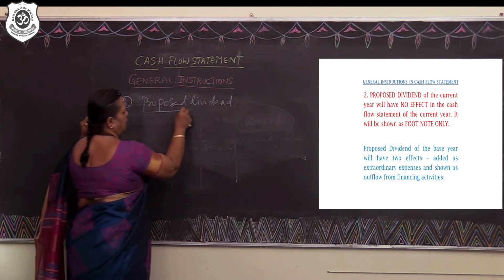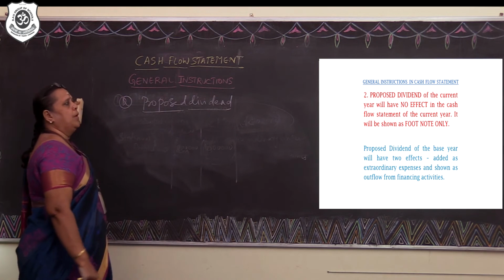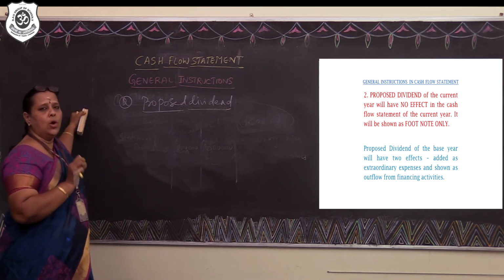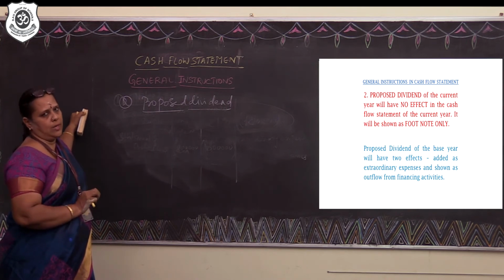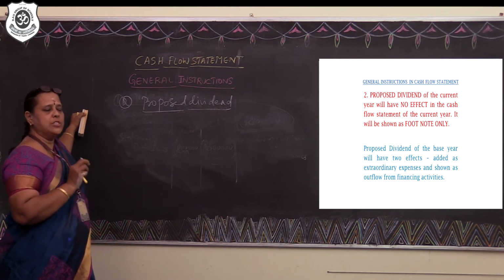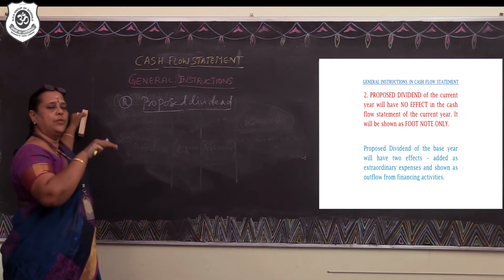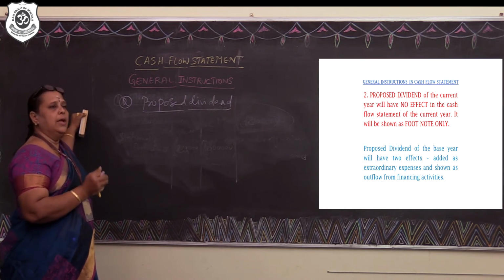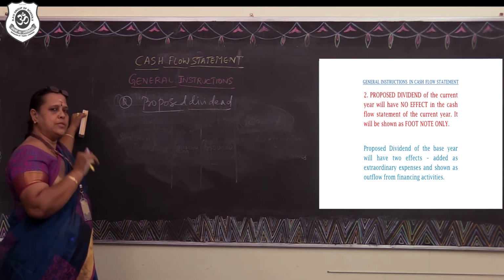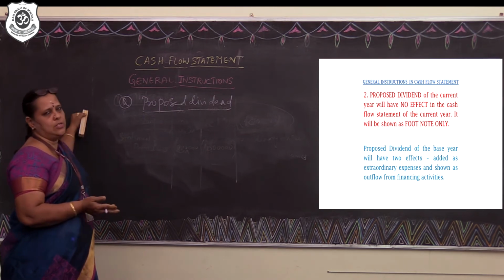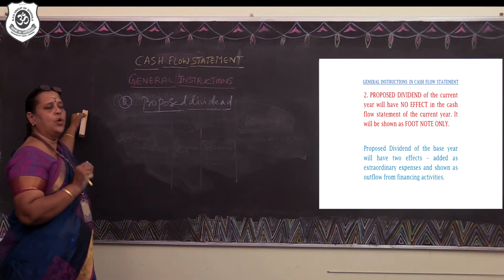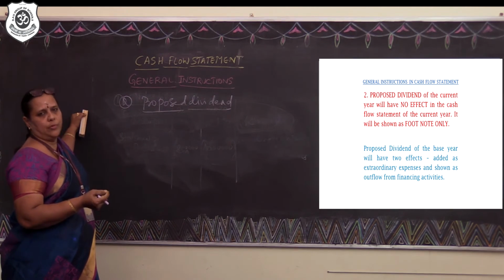Accounting treatment of proposed dividend. Proposed dividend of the current year will not have any effect in your cash flow statement. What is proposed dividend? That is a dividend which is proposed in the annual general meeting of the current year, which means it is subject to availability of profit at the end of the year. And once profits are there, it will be paid before the next annual general meeting to the shareholders, which means it will be accounted for only in the subsequent year's books of accounts.